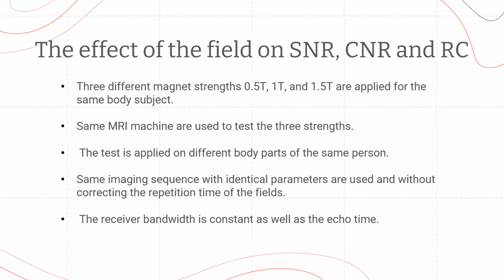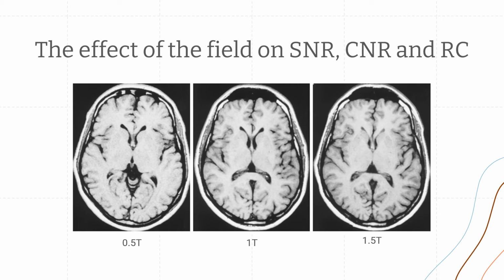First, the same MRI machine is used to test the 3 strengths. Second, the test is applied on different body parts of the same person. Third, the same imaging sequence with identical parameters is used, without correcting the repetition time for the field. Also, the receive bandwidth is constant, as well as the echo time. These are 3 pictures of the brain taken at the 3 different field strengths. The first picture is at 0.5 Tesla, the second picture at 1 Tesla, and the third picture at 1.5 Tesla.